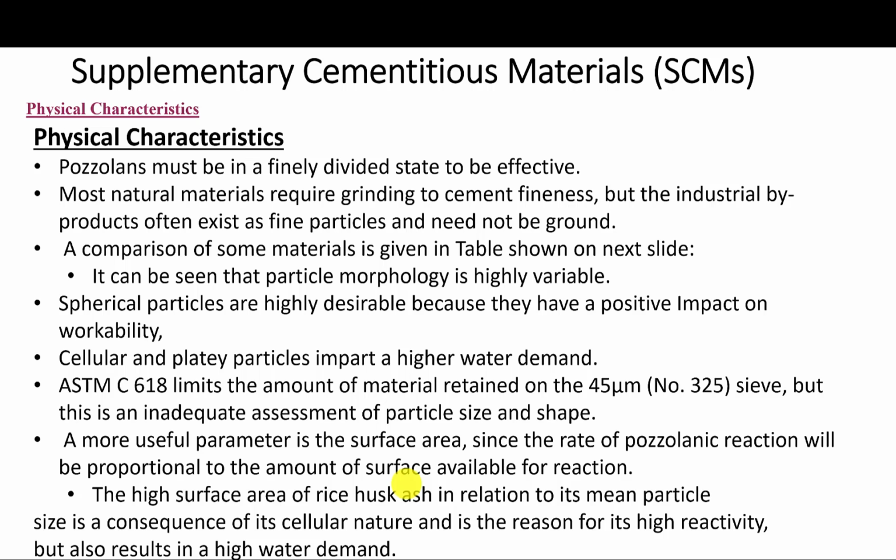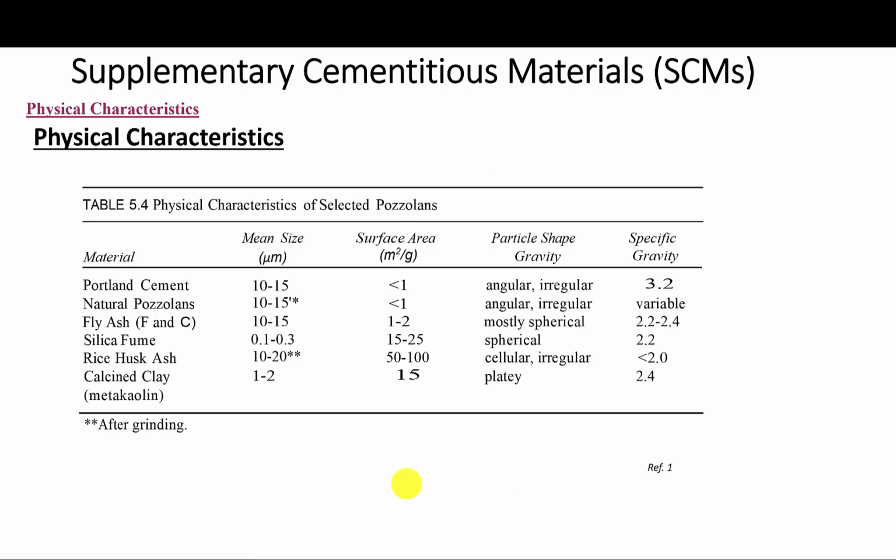The high surface area of the rice husk ash in relation to its mean particle size is usually a consequence of its cellular nature, and this is the reason for its high reactivity, but it also results in high water demand, as you can see here.